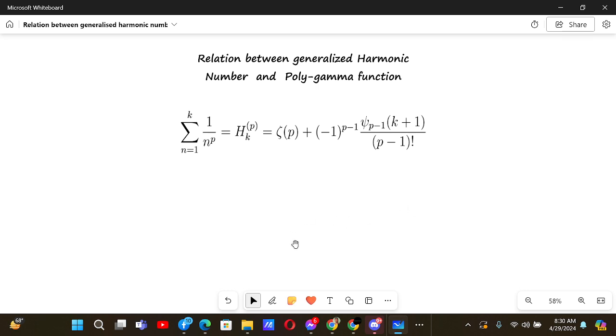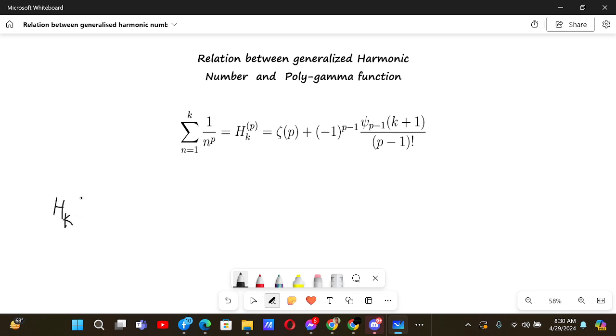Relation between generalized harmonic number and polygamma function. I guess you guys know about both of these terms. If you don't know, let me just share about it. So the generalized harmonic number is defined by the following expression.